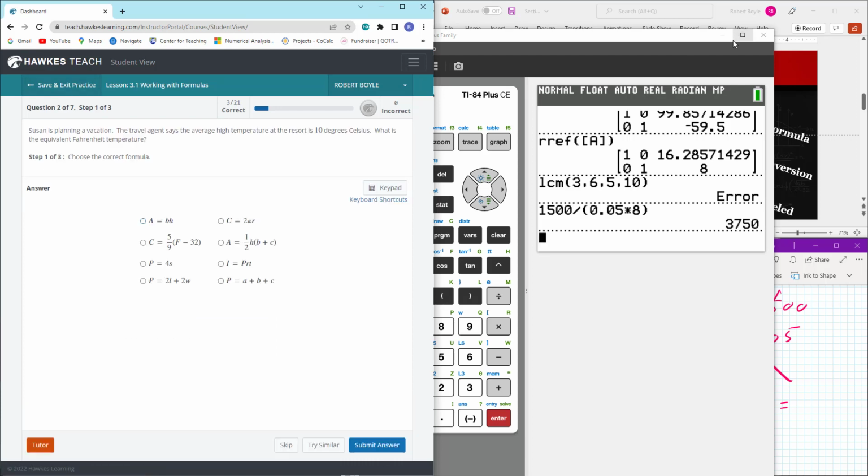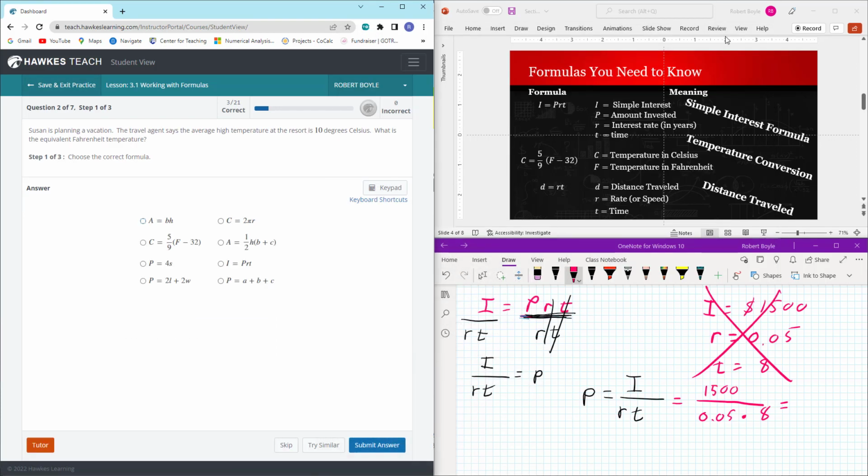Okay, now let's move on to our next problem. So this is our next problem. Sue is planning a vacation. The travel agent says the high temperature at the resort is 10 degrees Celsius. So that really helps us a lot. What is the equivalent Fahrenheit temperature? The first part of the question is to choose the correct formula.